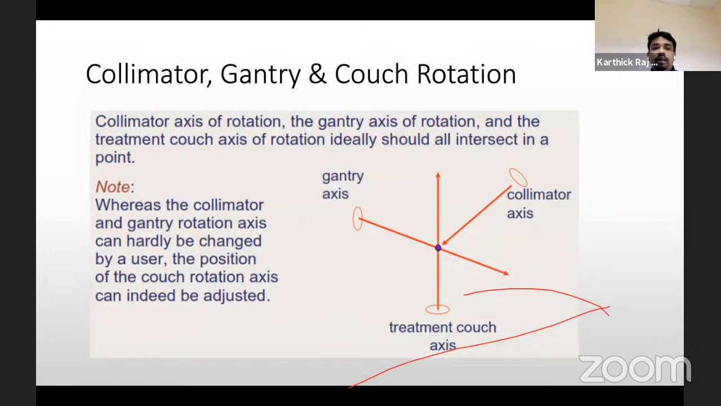And the other more important thing is collimator, gantry, and couch rotation accuracy. All these rotation axes, the gantry axis, collimator axis, and couch axis, rotate around a single point in space, which is called the isocenter. So all these tests are to make sure the gantry axis, collimator axis, and couch axis are within specification. We can do this test to make sure these are within tolerance, according to the technique you prefer.